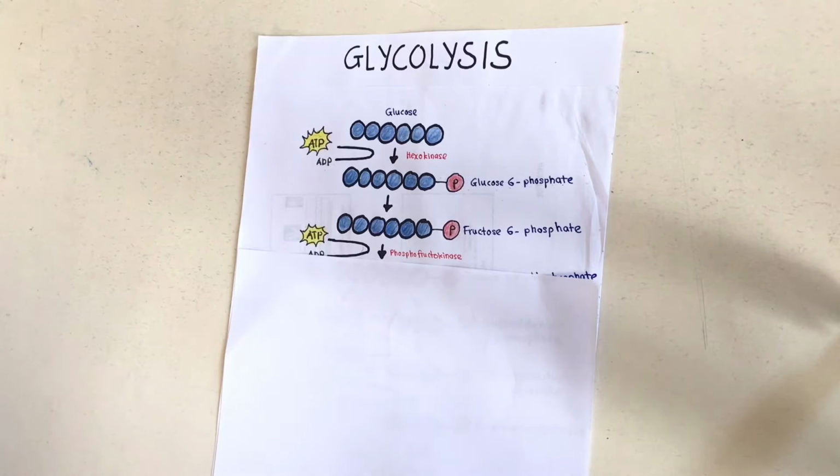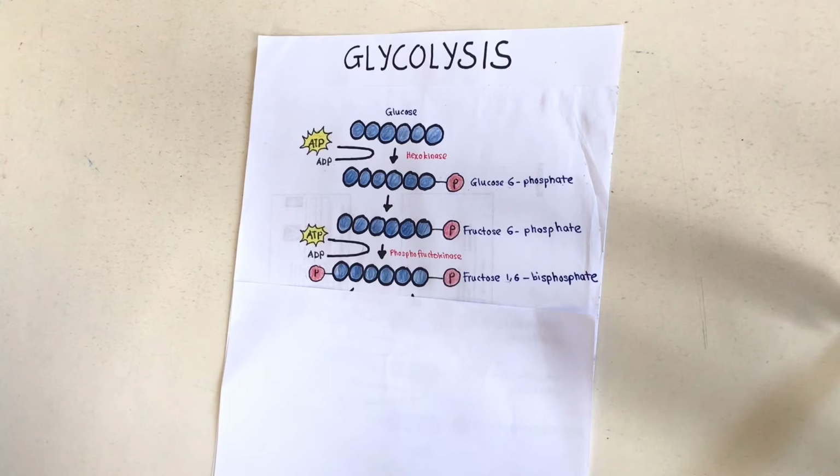Step 2. Isomerization. Glucose 6-phosphate is converted to its isomer, fructose 6-phosphate. Step 3. Phosphorylation. Fructose 6-phosphate is phosphorylated to fructose 1,6-bisphosphate, catalyzed by phosphofructokinase. ATP is converted to ADP, producing one phosphate group attached to the first carbon of fructose, producing fructose 1,6-bisphosphate.